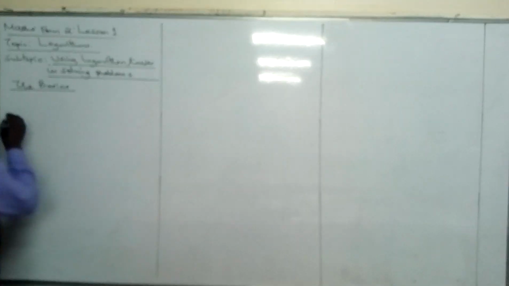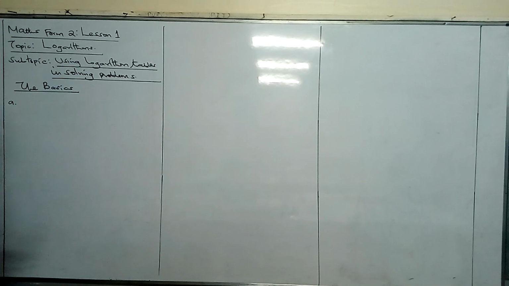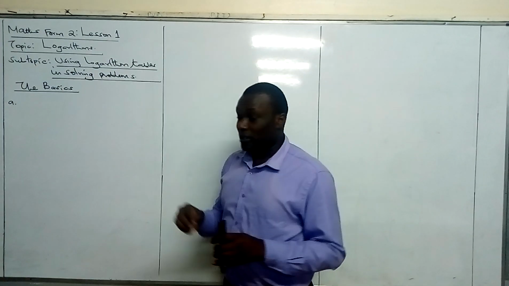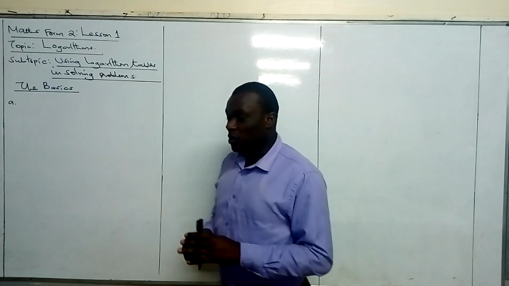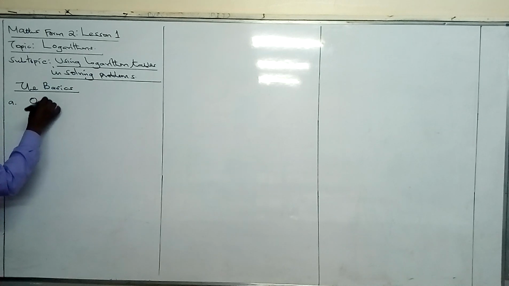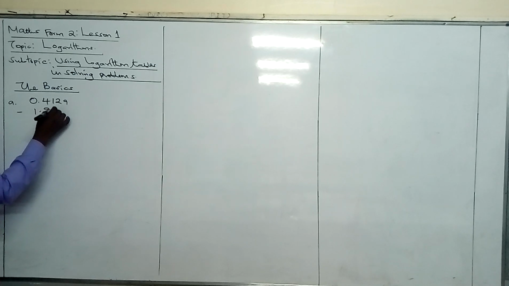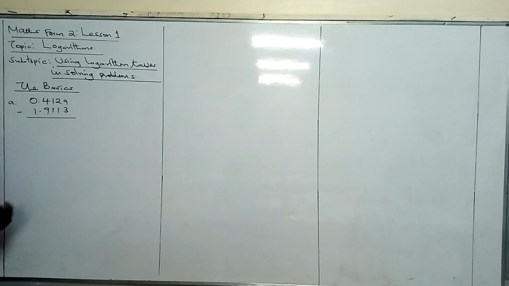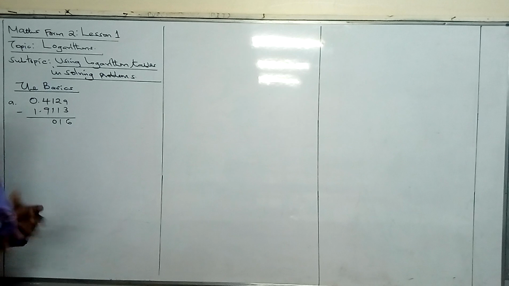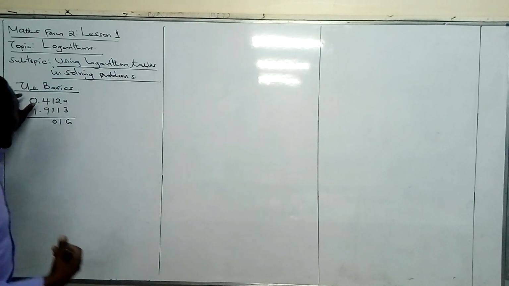Number one, in the process of solving some math problems under logarithms, you might meet this kind of instance, whereby you have 0.4129 and you are supposed to subtract 1.9113. So how would you do it? 9 minus 3 will be 6. 2 minus 1 will be 1. 1 minus 1 will be 0. 4 minus 9, it is not possible. It means that we must borrow from 0.